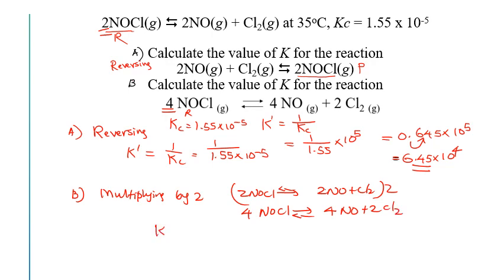So what's the rule? We will get a new K for this equation, which will be the original K to the power 2. That equals 1.55 times 10 to the power negative 5, all to the power 2. When you plug it in the calculator, 1.55 times 1.55 equals 2.40, and negative 5 times 2 is negative 10. So that's how we are applying those rules in a calculation.